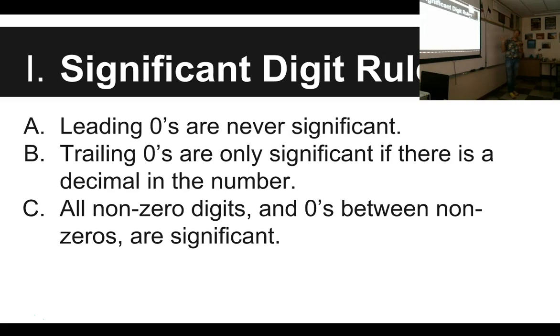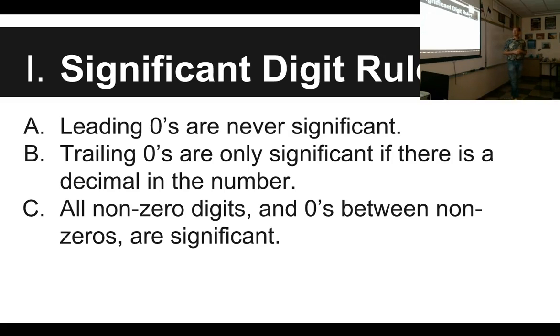So the rules, it's very simple. Leading zeros are never significant. If you have a 0 before non-zero digits begin, they never count, even if there's a decimal point. If it's 0.0000625, you only have 3 significant digits. The 625, right? None of the zeros before matter. So leading zeros are never significant.